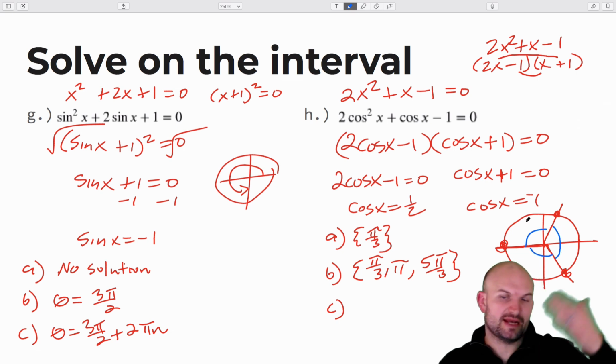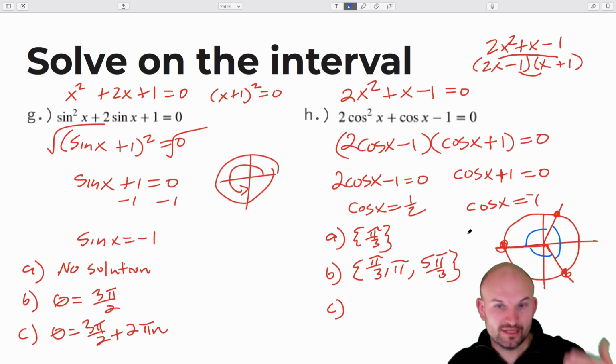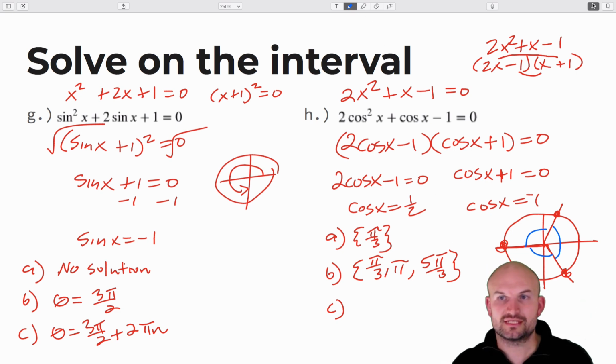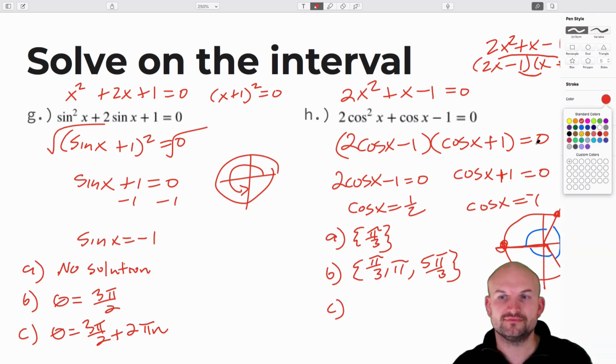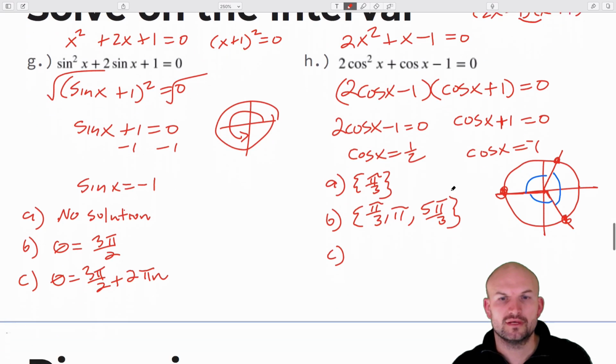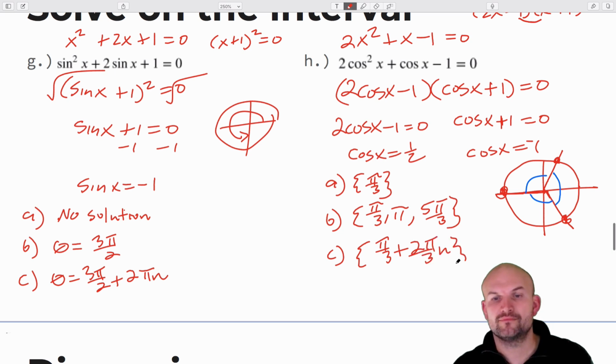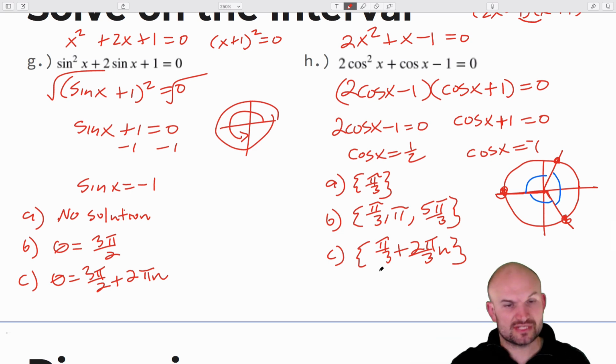Okay, so if we keep on adding 2 pi over 3 n, we're going to keep on getting to the next solution. So all I got to do in this case is just take pi over 3 plus 2 pi over 3 n. Okay, so that's how we solve the equations when we just have one variable and use inverse operations.